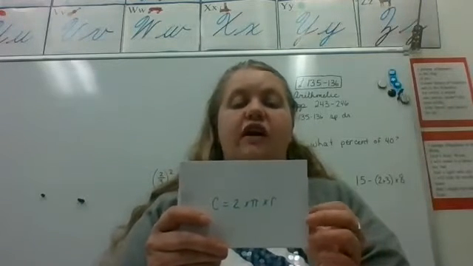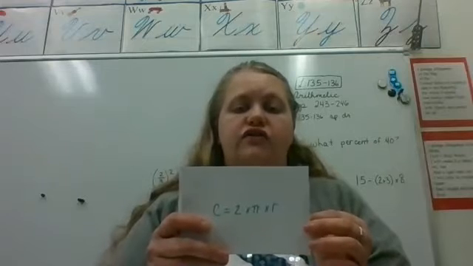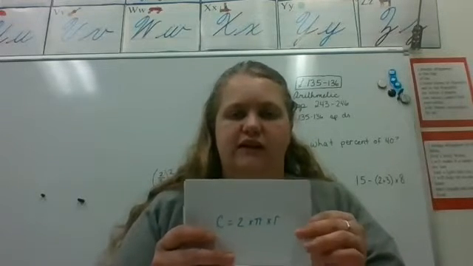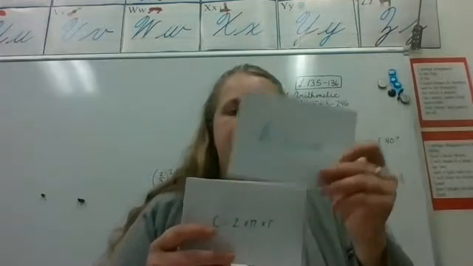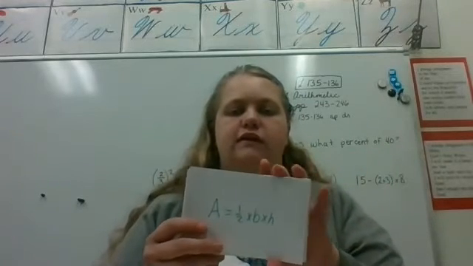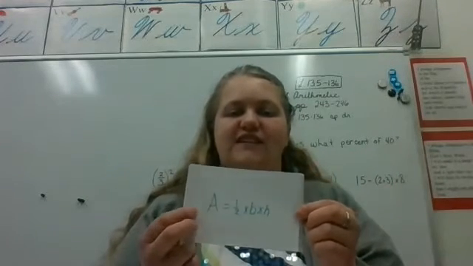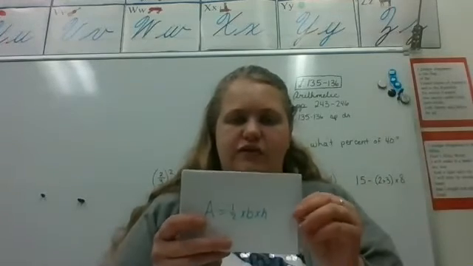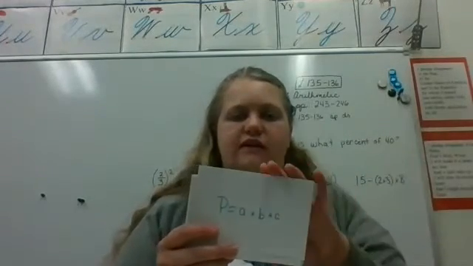Okay, this is the circumference of a circle using the radius. So specifically using the radius, that's the circumference of the circle. What about this one? Now, A tells you that it's area. It's the area of a triangle. Hope you got that. What about this one?